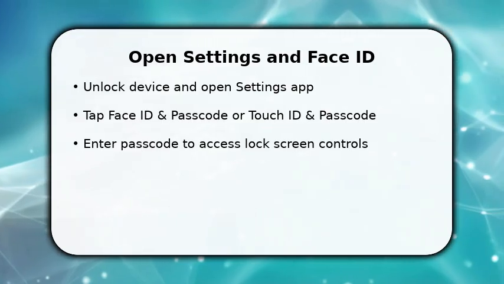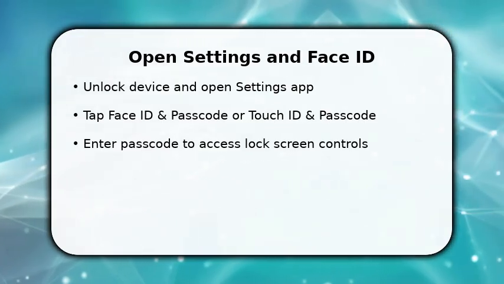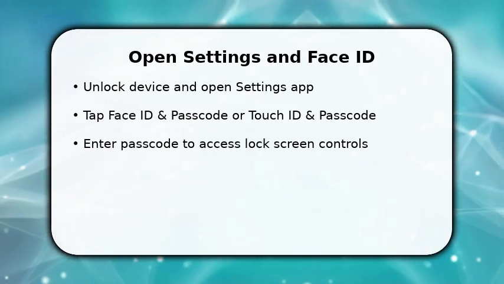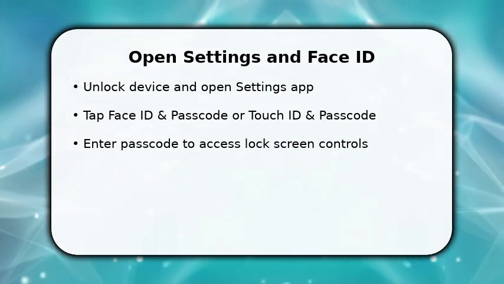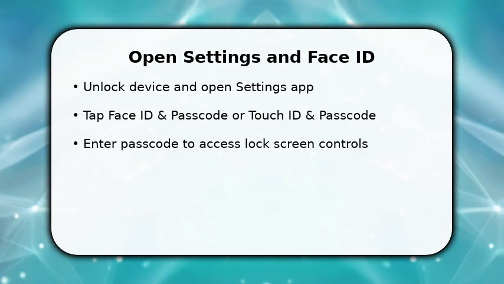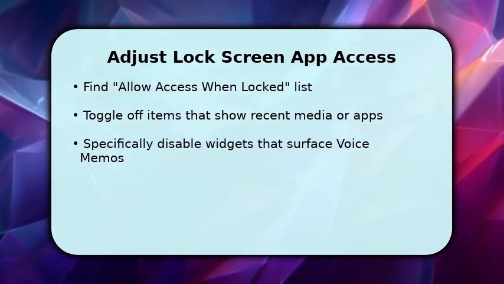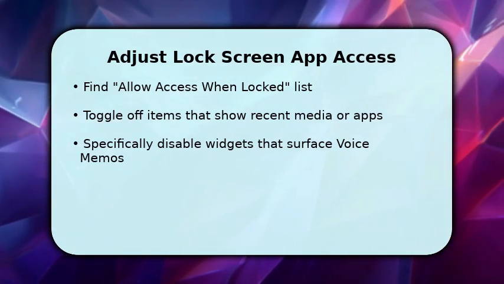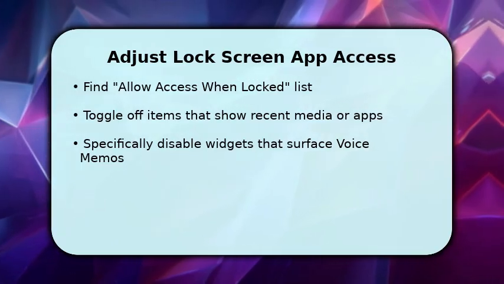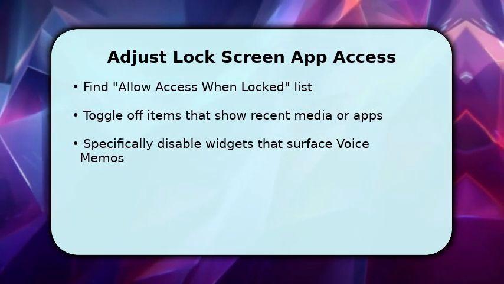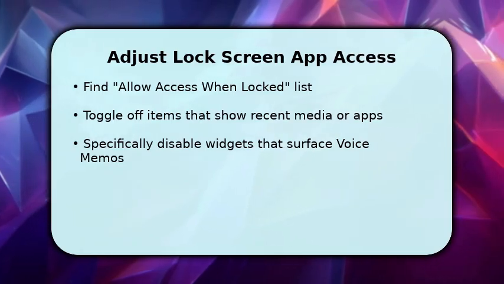Make sure to pause here so you can adjust only the items related to voice memos later without changing other privacy settings. Now, work through the Allow Access when locked options to remove media surfaces. Toggle off widgets like Today View, Recent Notifications, and Siri suggestions if they display media previews. This prevents voice memos from appearing.